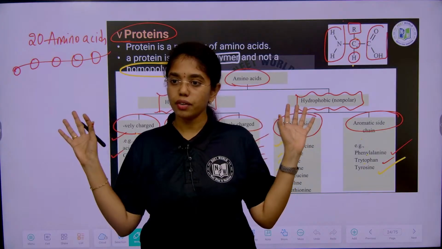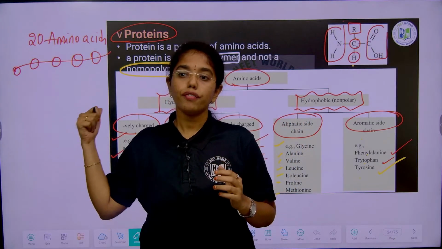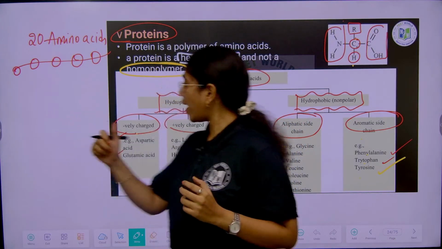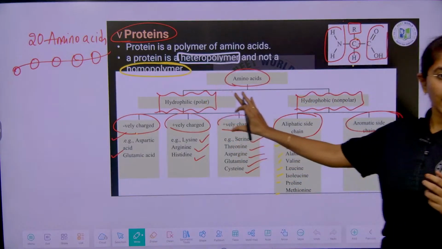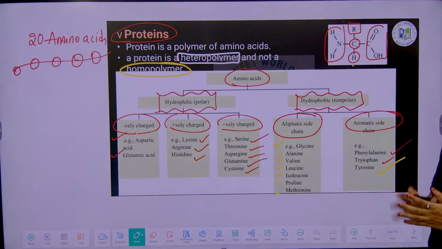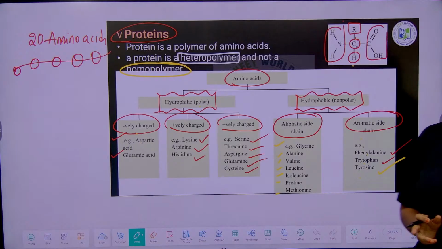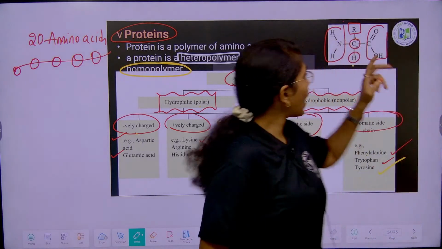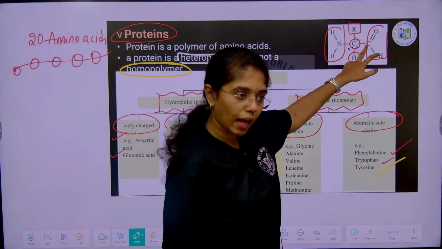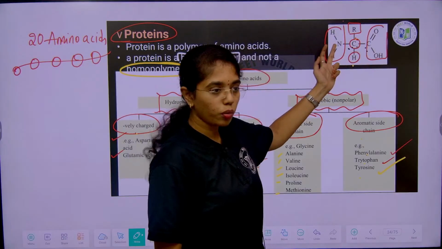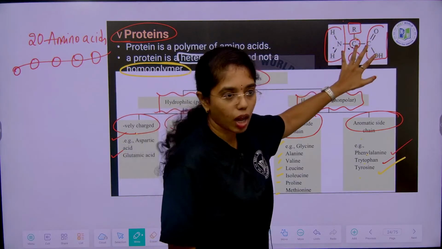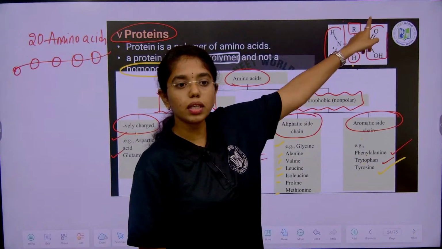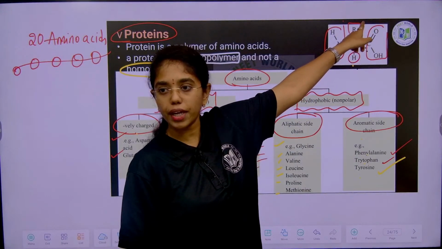Classified, firstly, we have seen different classifications. First, on polarity, we have hydrophilic polar amino acids and hydrophobic non-polar amino acids. And a single amino acid has one alpha carbon along with a carboxyl group, an amino group and H, which is common for all amino acids. The difference is with the R group, which is variable, okay?